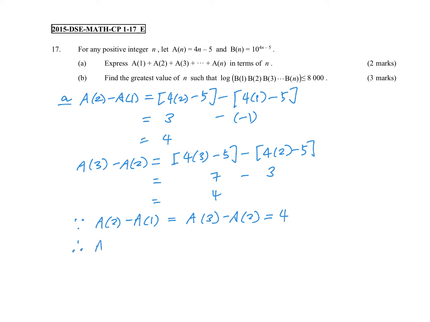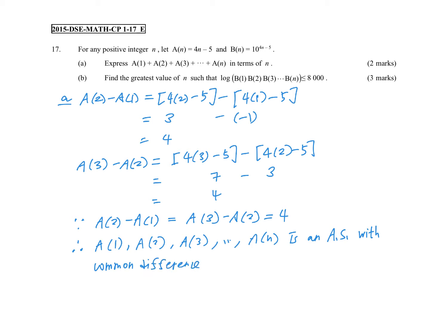So A1, A2, A3, ... is an AS with common difference 4. Okay. And then, from the question, for part A, we need to find A1 plus A2 plus A3 plus blah blah blah up to AN.